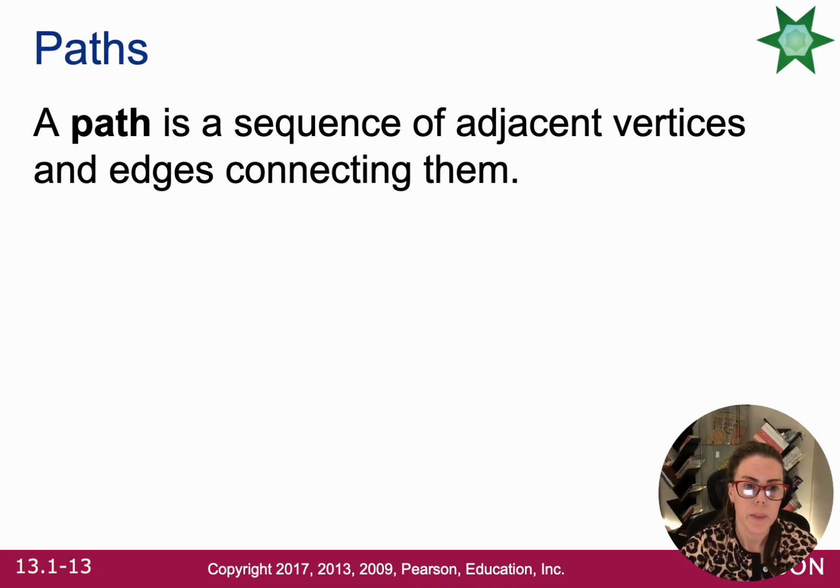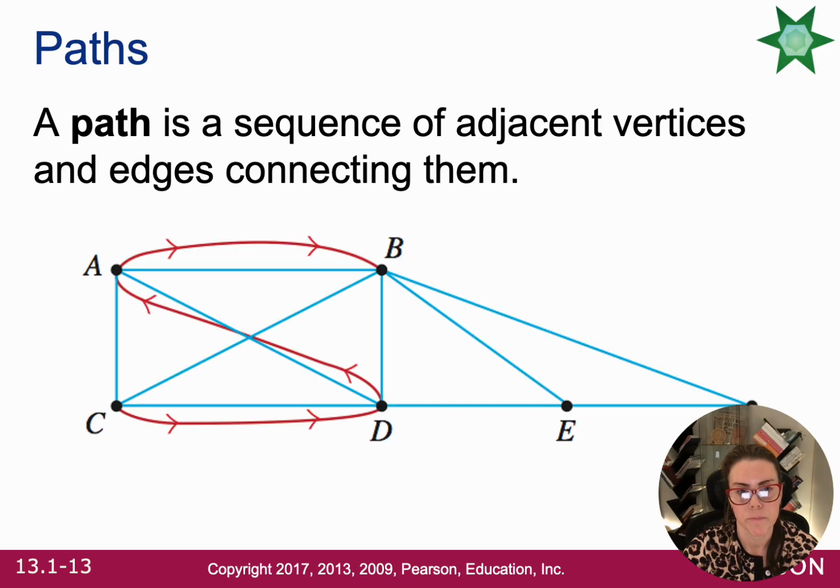Paths. A path is a sequence of adjacent vertices and edges connecting them. So you can go and traverse anywhere. Here's an example of one where you'd have C, then D, and A, and then B. So that's how you could represent that path.